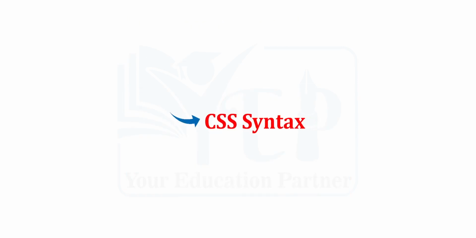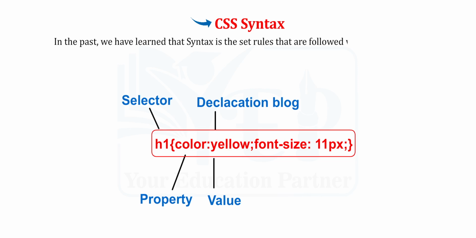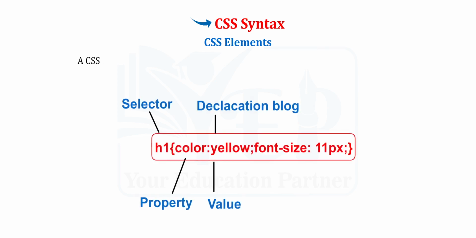Okay students, now we will talk about CSS syntax. Just like all other languages, CSS also has its own syntax. In the past, we have learned that syntax is the set of rules that are followed while writing code in a specific language. CSS elements. A CSS code consists of three important parts: the selector, property, and the values.